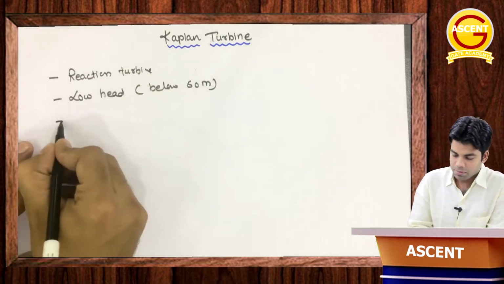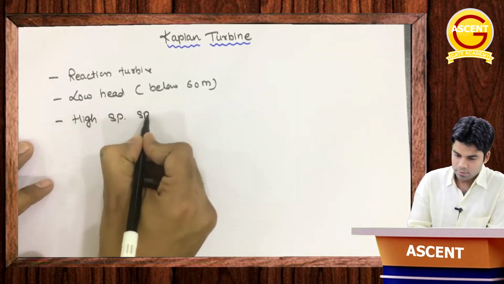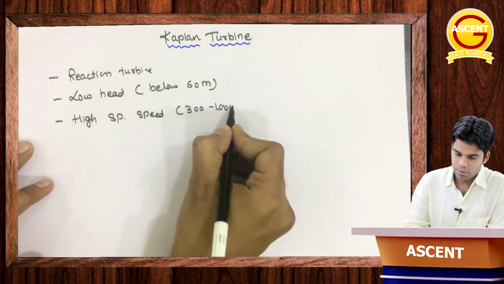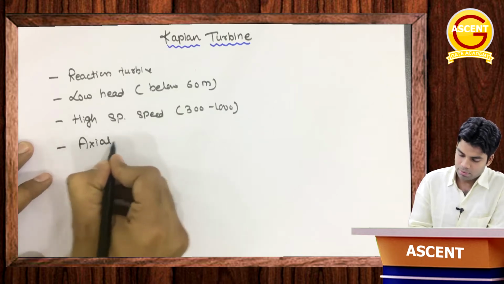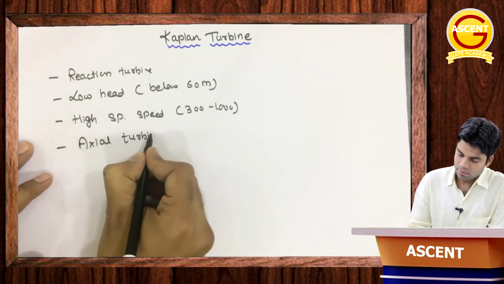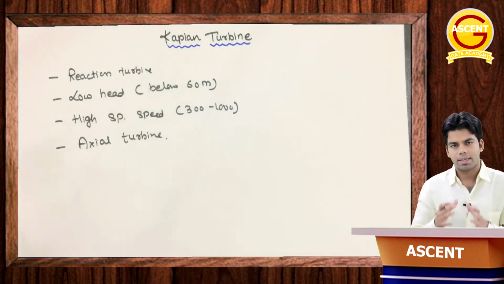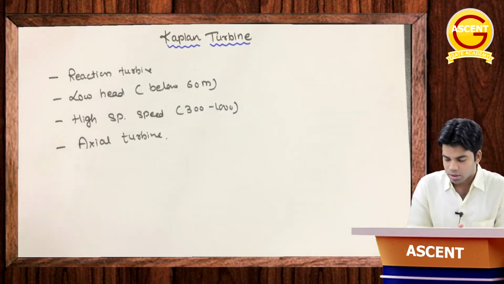Okay, it is a high specific speed turbine. The speed ranges from 300 to 1000. And most important, it is an axial turbine. Axial turbine means the water enters axially and leaves the turbine axially. Axially means parallel to the axis of the turbine, parallel to the axis of the shaft.